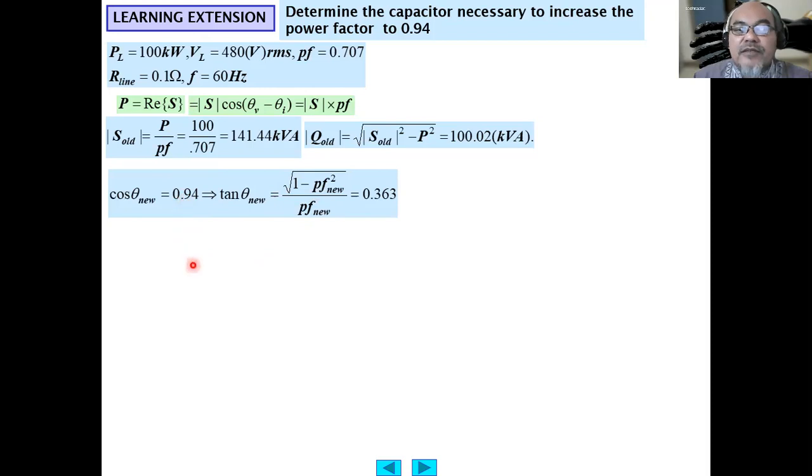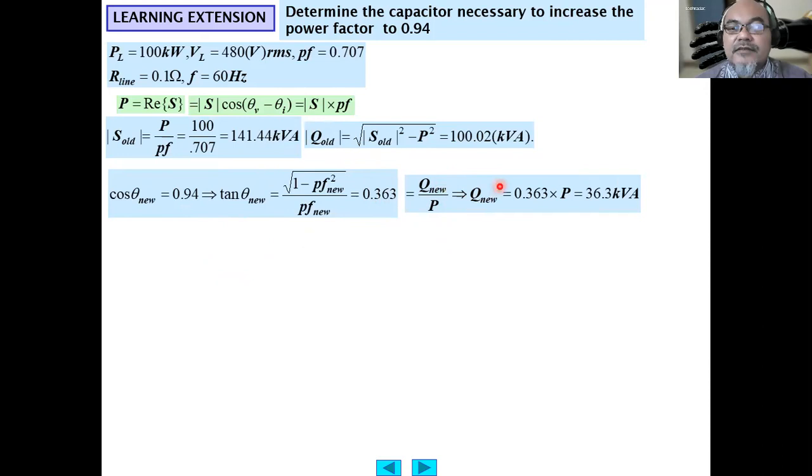So then when the new power factor is 0.94, we calculate the theta nu. After we obtain theta nu, we calculate tangent theta of that new theta, and we obtain 0.363. From here, we calculate the new Q, the Q nu, which is the power times that tangent theta. So this Q nu equals 0.363 times the active power. So we obtain the Q nu to be 36.3 kilovolt ampere.